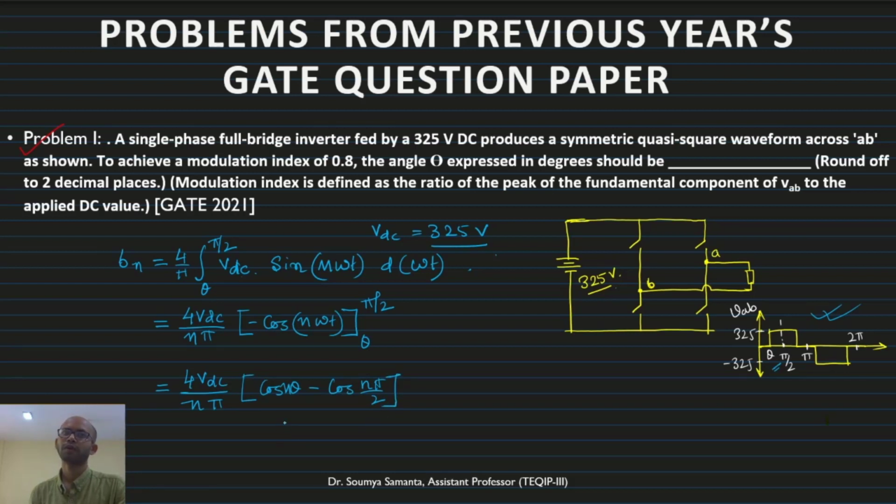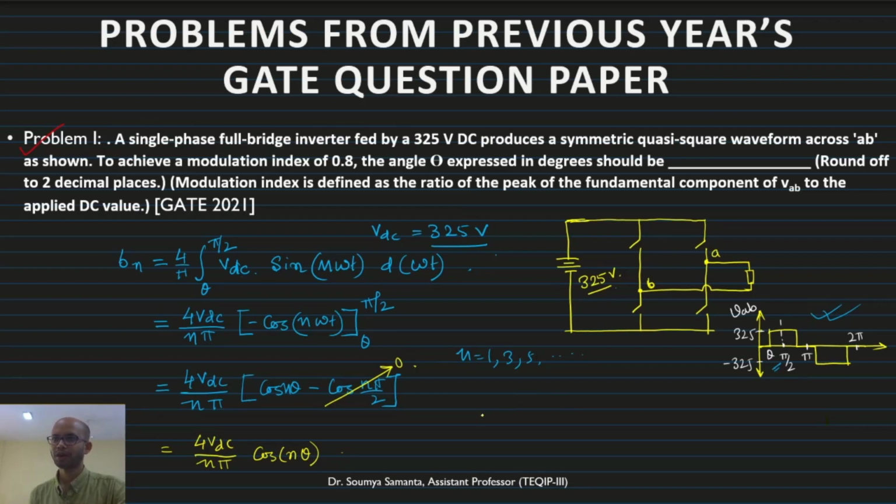Now what is the value of n? n equals 1, 3, 5, these are the odd numbers. So in that case, what will happen? We will get this part 0. We will get this part 0. So what will be the final expression? This will be 4 VDC by n pi cosine of n theta.